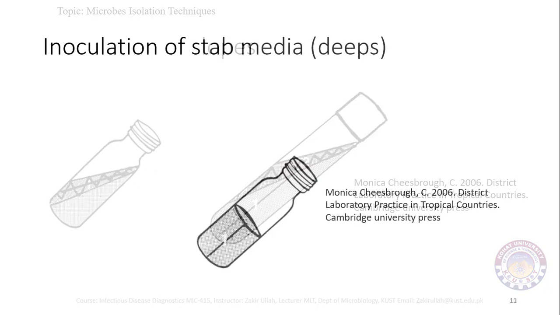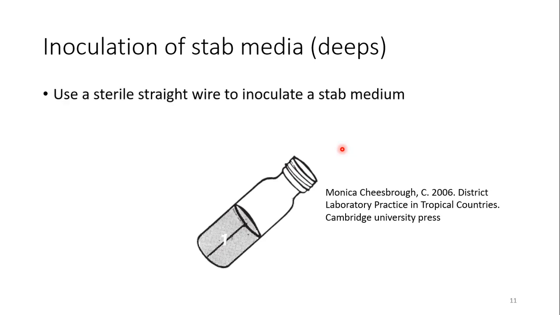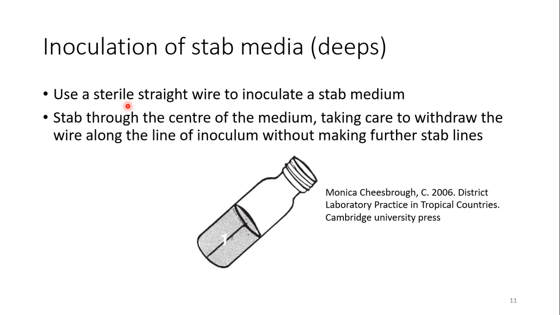So this is how the slopes and the deep base are inoculated. The third type of medium is the deep medium, the stab medium. With the help of a straight wire, to inoculate a stab medium, stab through the center of the medium. So if this is the center of the medium, then stab through this, taking care to withdraw the wire along the line of the inoculum without making a further stab line.